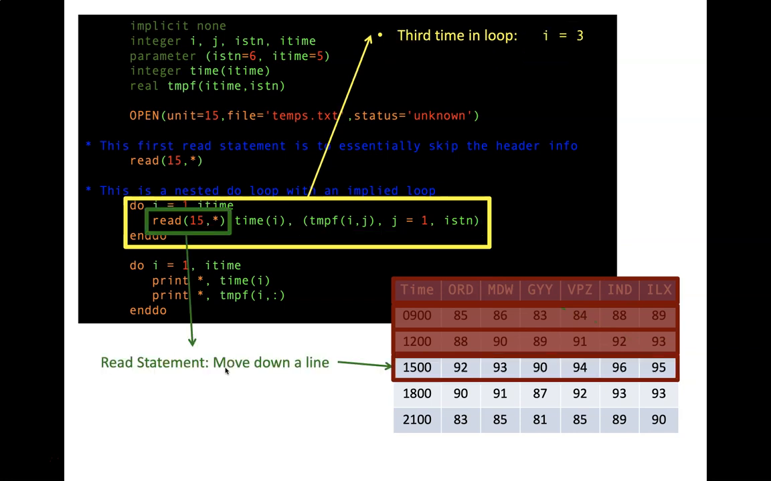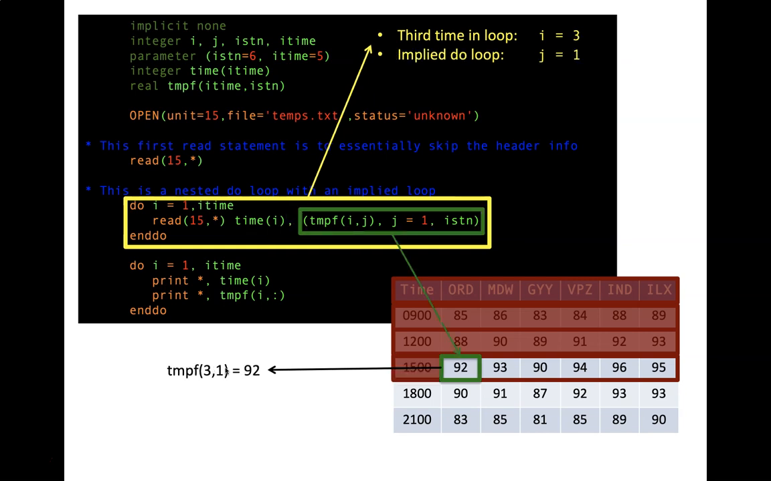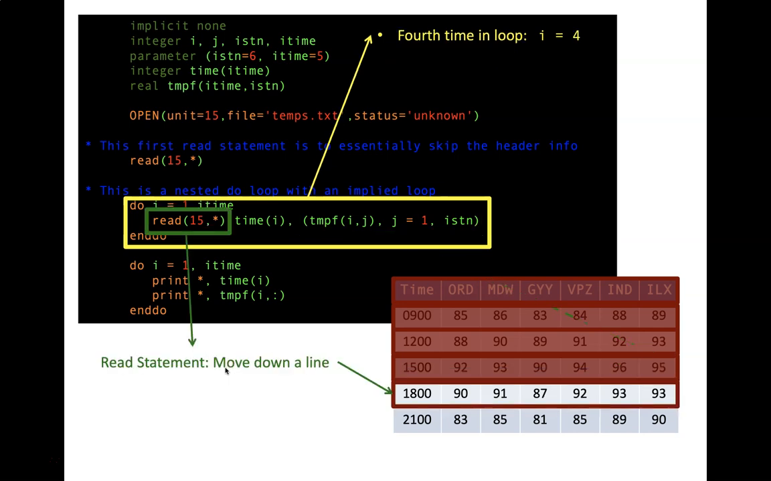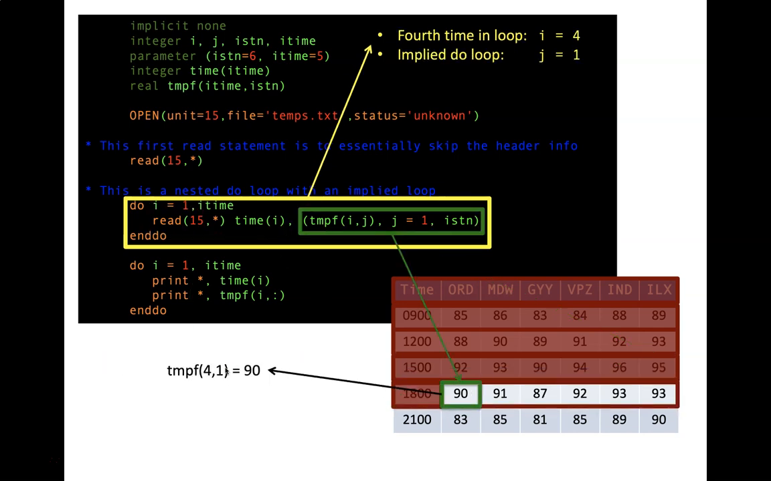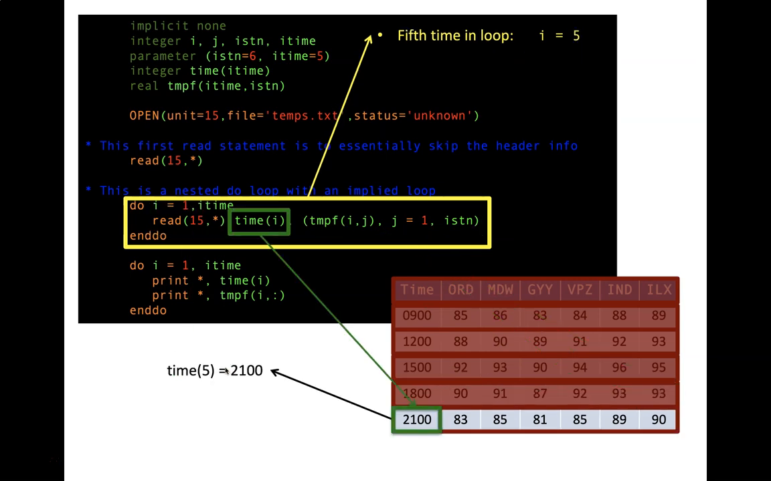Now i equals 3. Move down, 1500 stores in time(3). And then we're storing in row 3, column 1, column 2, column 3, column 4, column 5, and column 6. We do this same thing as we go through and read in our file. This is what's actually going on when your program is running to read a file.